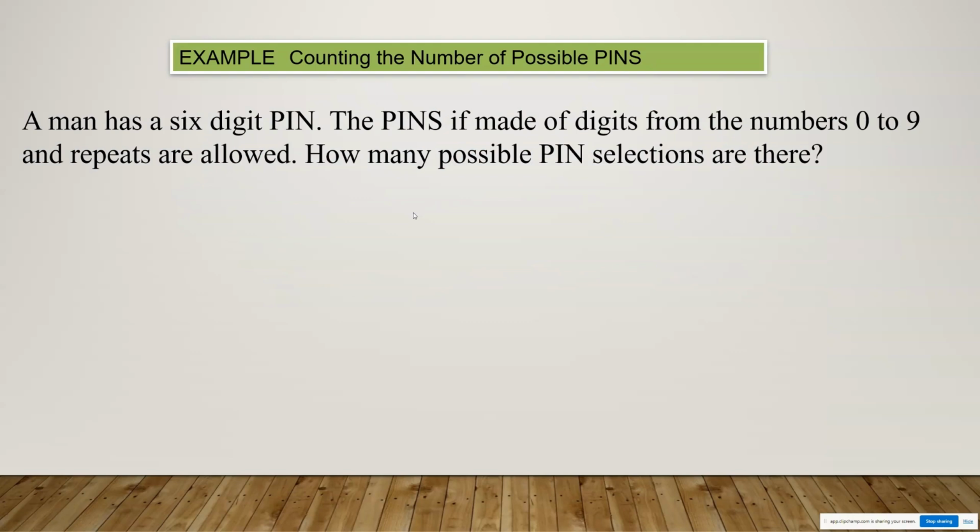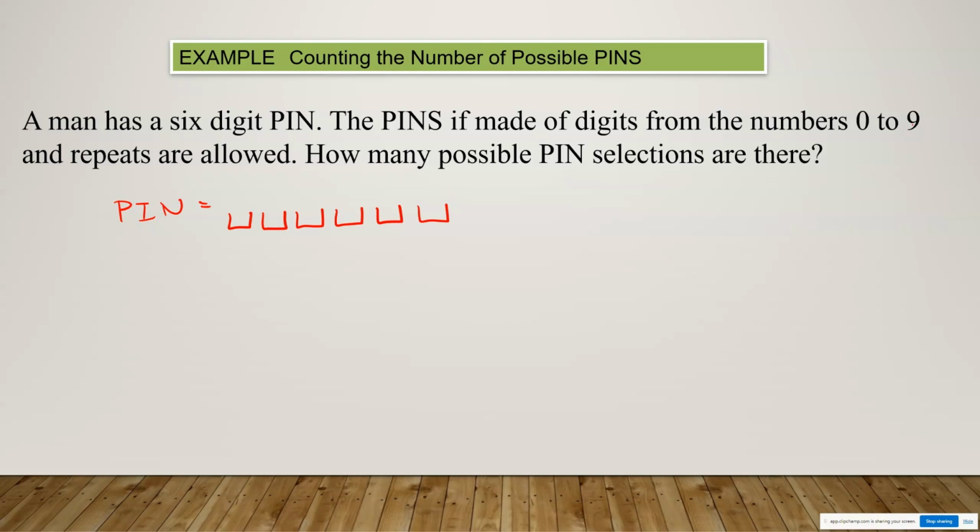So a man has a 6-digit PIN for, let's say, his ATM card. The PINs are made of digits from the number 0 to 9. If the PINs are made from the digits 0 to 9 and repeats are allowed, how many possible PIN selections are there? Okay, so basically this is what's going on. This man's PIN is made of 6 digits, okay? And we just want to know not what the man's PIN number is, but how many different PINs are possible.